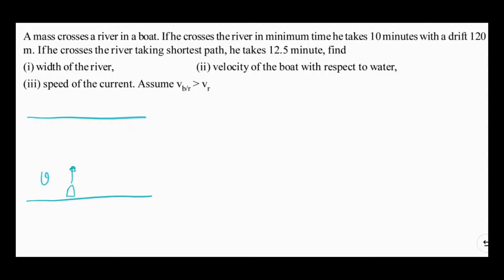If the velocity of boat with respect to water is VBR and the velocity of river is VR, then in this situation, if the width of river is W, the time to cross the river is going to be W by VBR. In the same time, the drift is going to be, let's assume the drift is D, the time which is W by VBR into the river current velocity which is VR. And these two quantities are given to us.